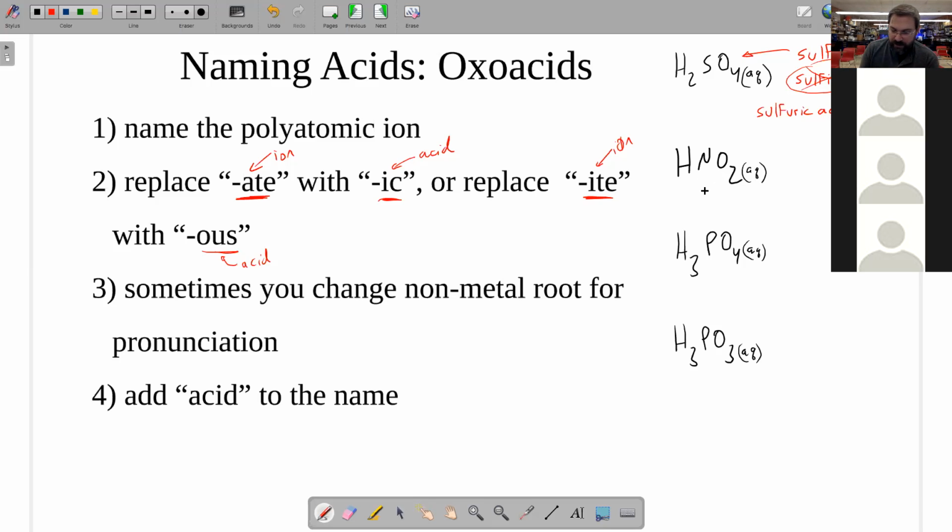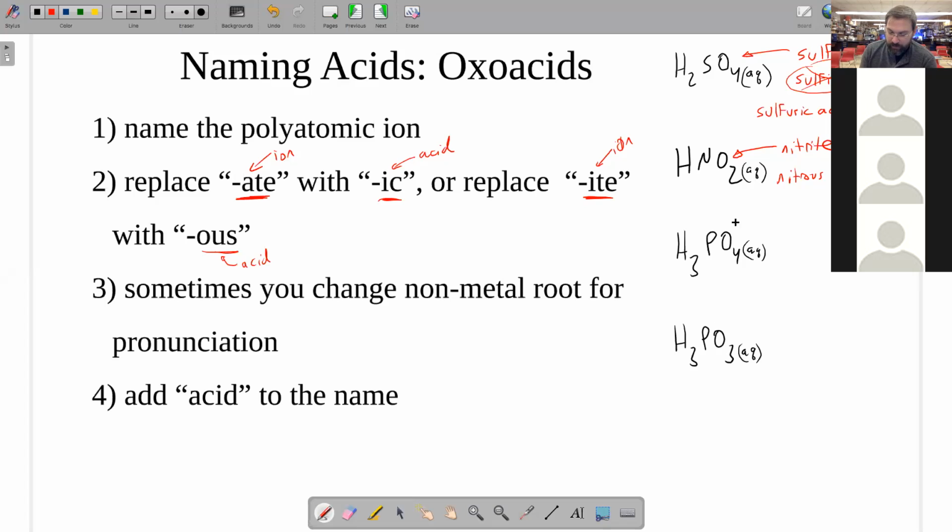Yep. The NO2 anion is nitrite. And because the name of the anion ends with ite, we change ite to ous. So instead of nitrite, it's nitrous acid. Sorry, my tablet's like slow. I don't know why. But the anion name is nitrite. Ite changes to ous, so it's nitrous acid.